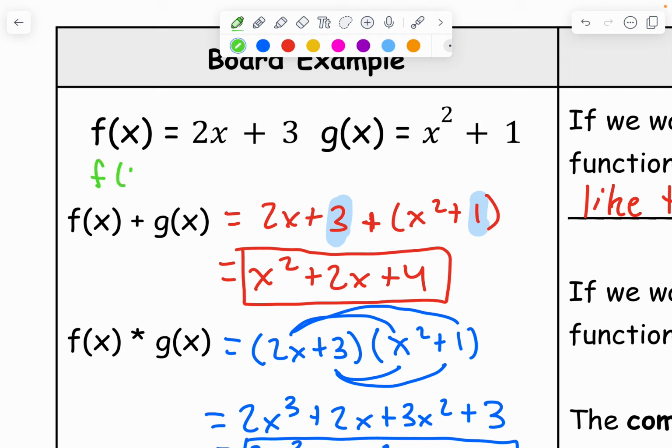If I asked you to find f of 3, a lot of you know that you would just take 3 and plug 3 in for x, so 2 times 3 plus 3. You would simplify and you would get your answer, right? So when there's a number in place of that x in the parentheses, that's the number that we plug in for the x into our function. That's something we've talked about last semester.